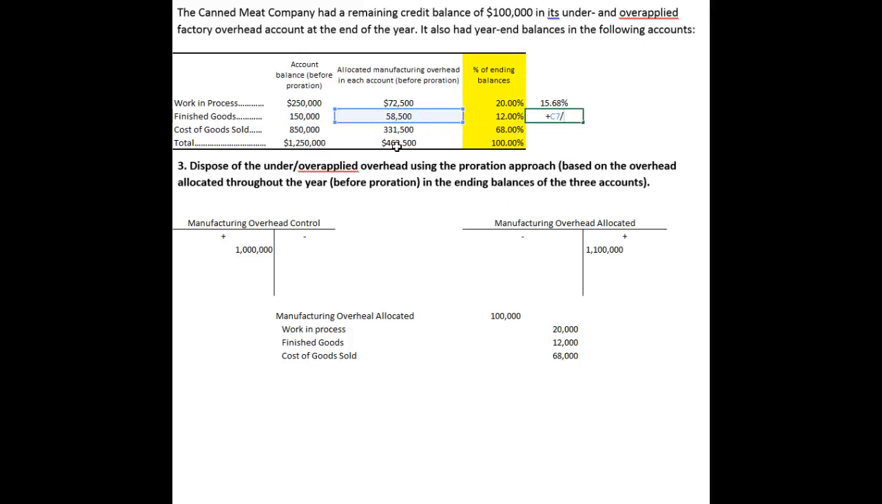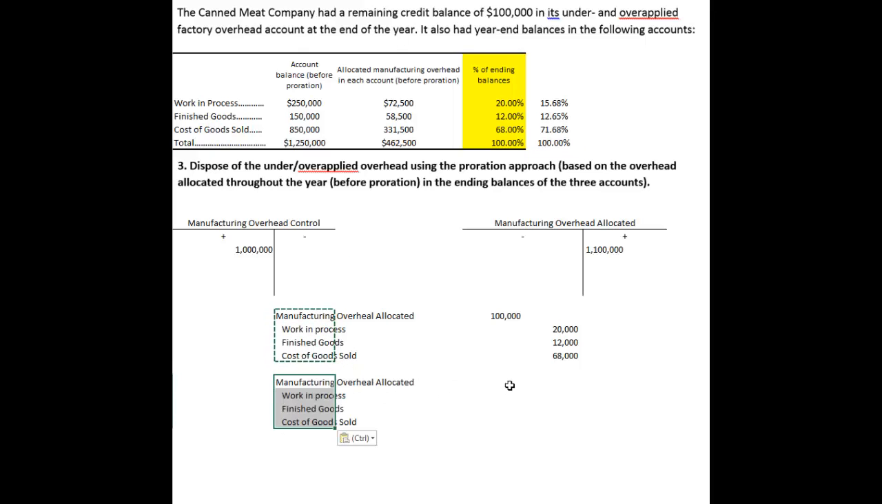We do that for all three. Take that amount divided by this. I'm going to do it for the last one as well. Again, we'll run a control total here to make sure these all add up to 100%, which they do. And we're going to say, okay, that $100,000 should be split between these three categories in this proportion. So here's what we did for the requirement number 2.